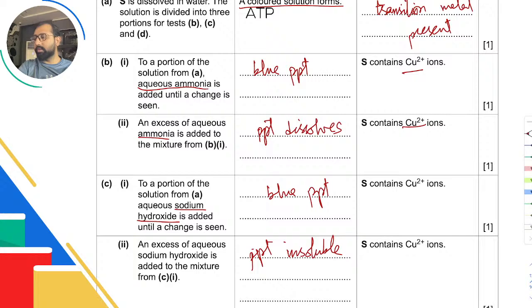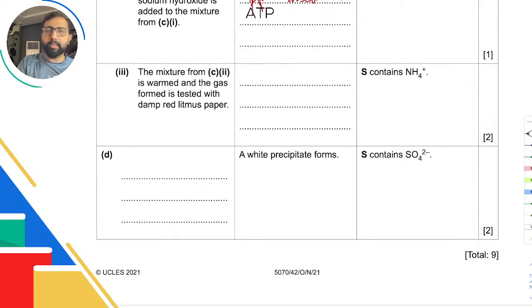Okay, next one. You have ammonium. For ammonium we know it gives us ammonia gas. So we'll say that ammonia gas is released, or bubbles of ammonia gas. That's how we know. And they're testing it using litmus paper. So we'll say that litmus turns blue, ammonia gas is made.